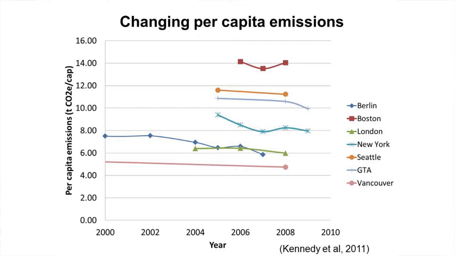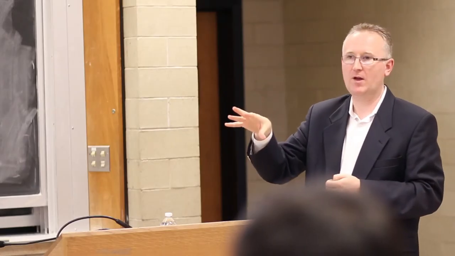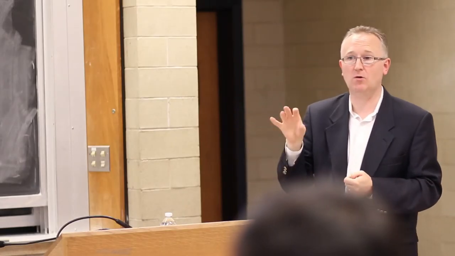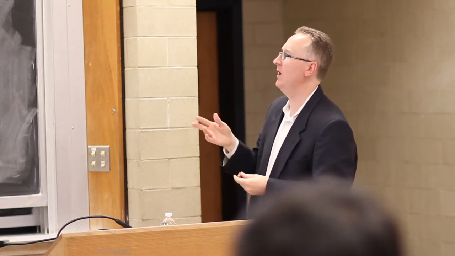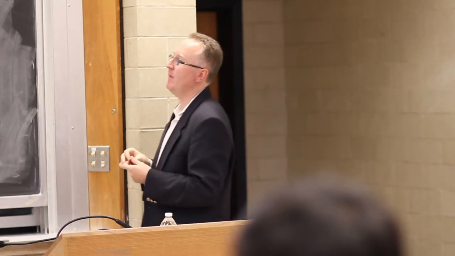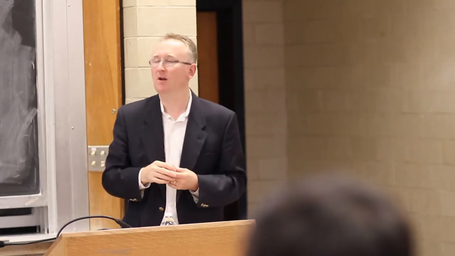Now Boston had gone down and up, it actually went down again after that. Berlin had gone down, and New York City had gone down, and London and Greater Toronto Area had gone down. And it was mainly from stationary combustion. There were some minor improvements in transportation emissions, partly because of the financial crisis hits in 2008. And so economies start going down, and therefore transportation activity goes down. But that wasn't the explanation for the decreases here. There were some active measures by cities.